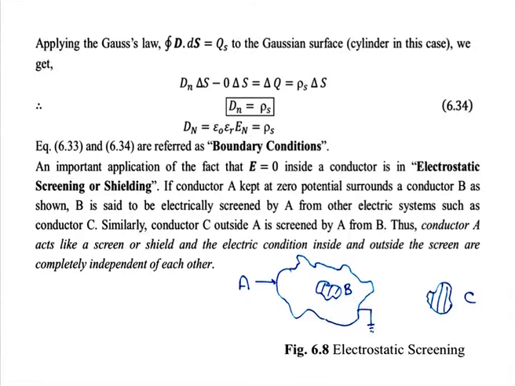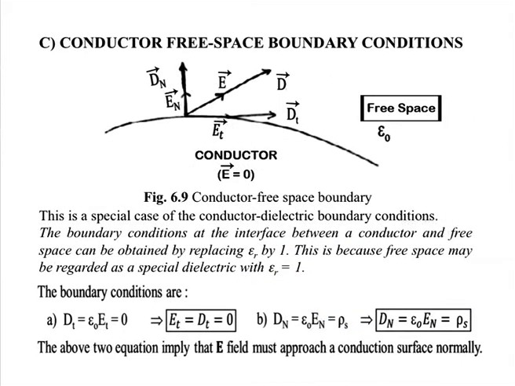independent of each other. The third case is the conductor free space boundary condition, which is a special case of the second case. Here, the conditions seen in the second case, we simply replace epsilon r by 1, that is Dt is equal to epsilon naught into Et is equal to 0, that is Et is equal to Dt is equal to 0, and Dn is equal to epsilon naught into En, which is equal to rho s. The above two equations imply that the E field must approach a conductor surface normally.